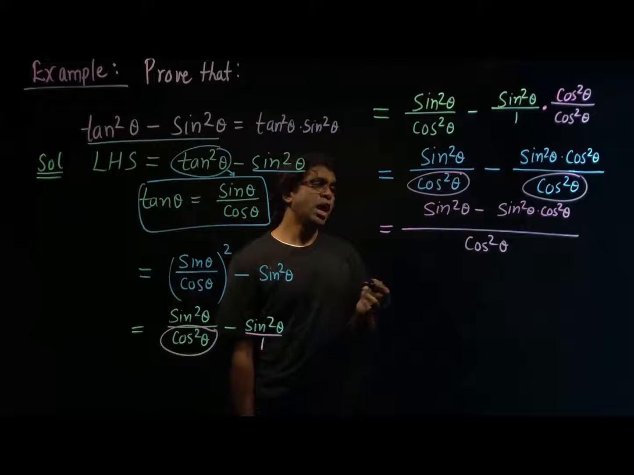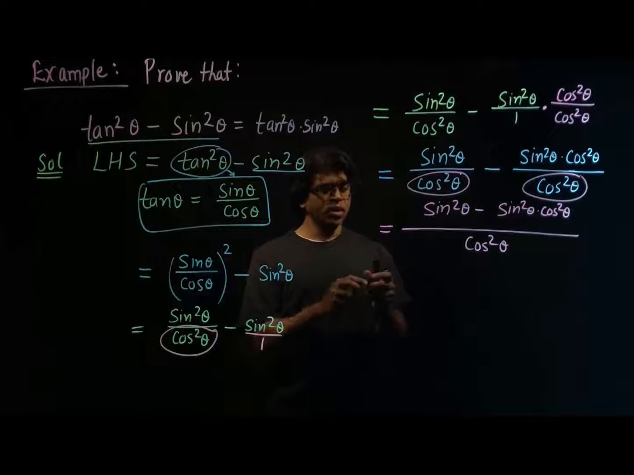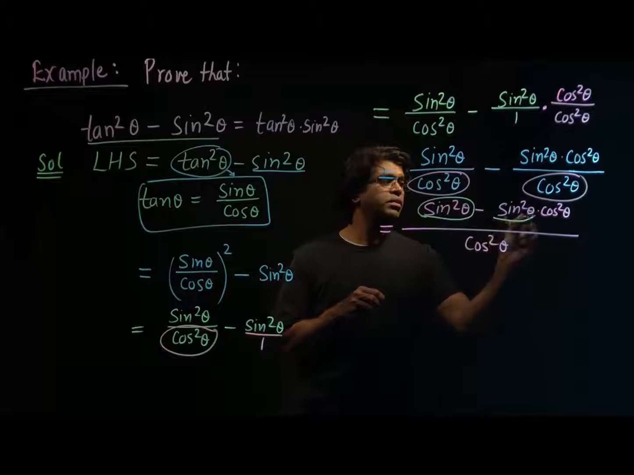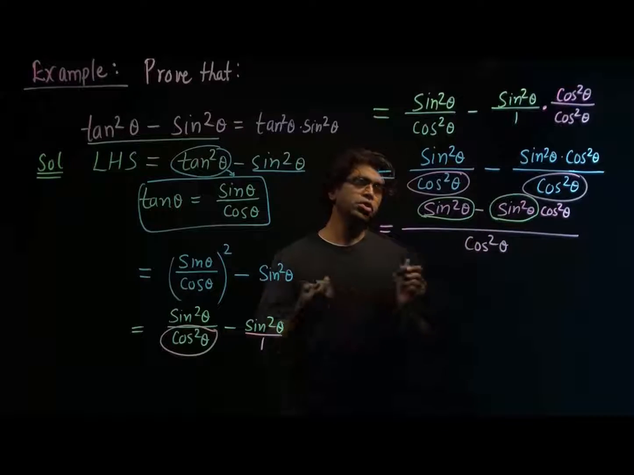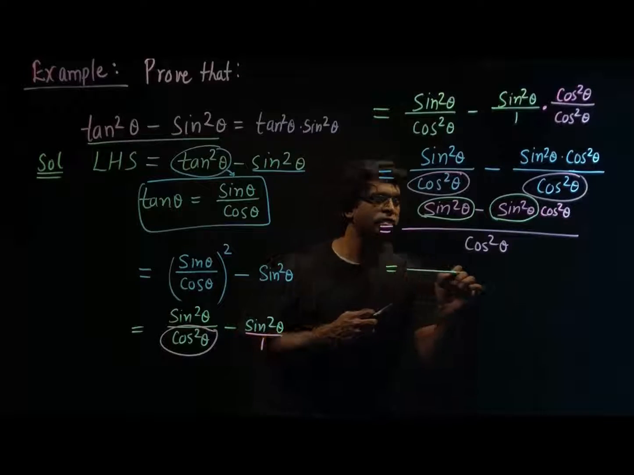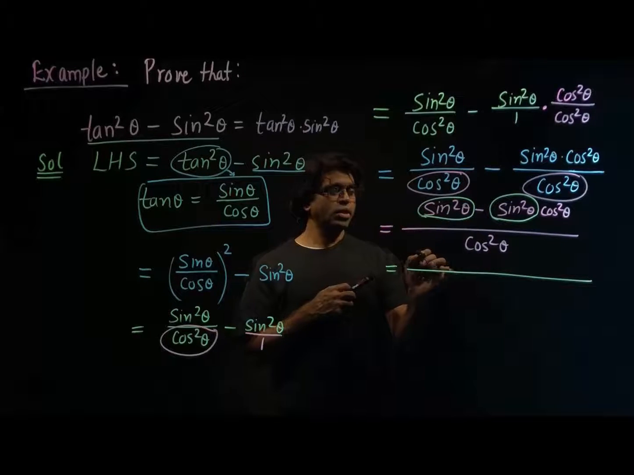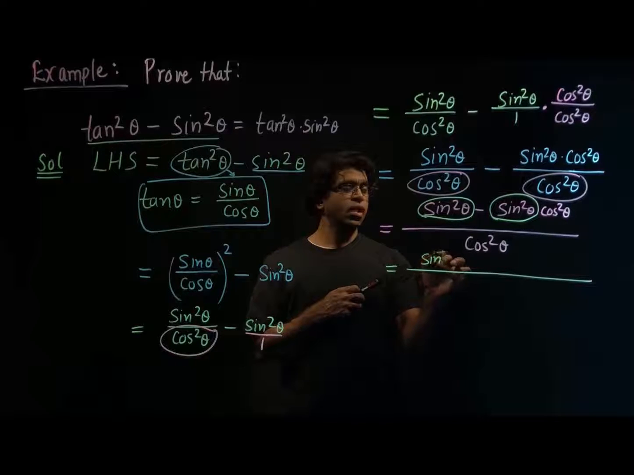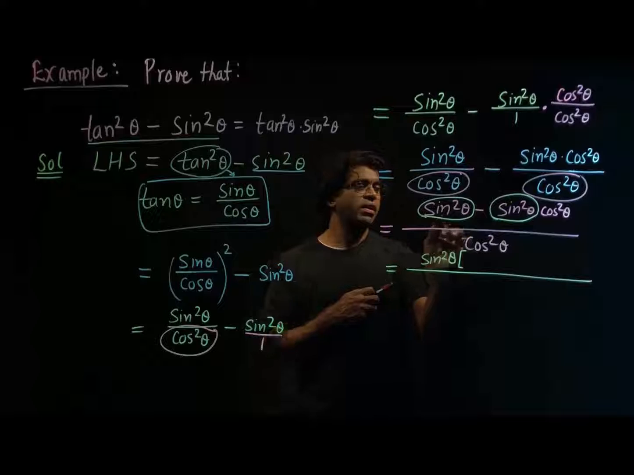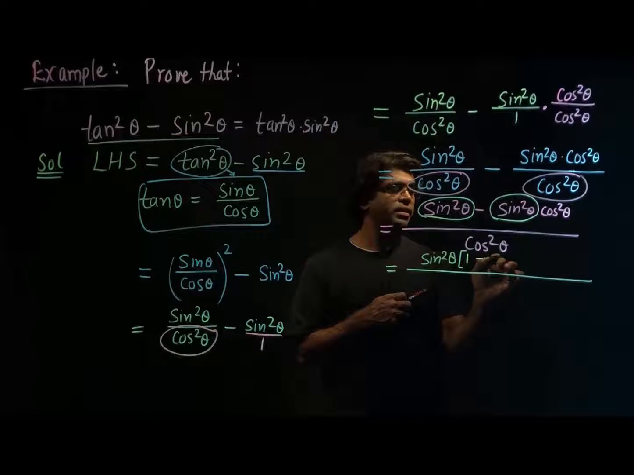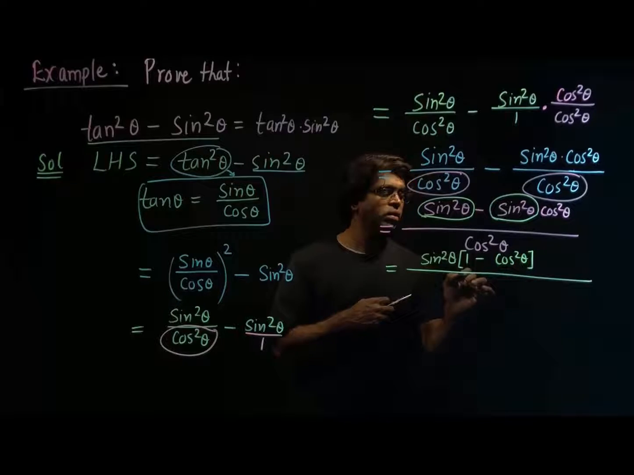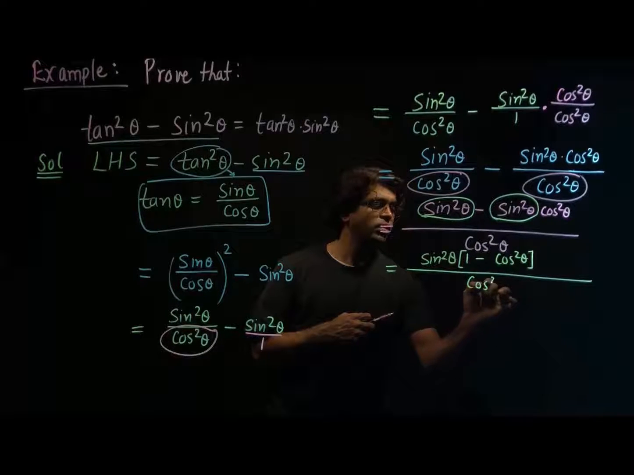Now, as you can see, sine squared theta is common to both terms. So I can easily take that term out, and I can write sine squared theta outside. Taking that as a common factor, inside the bracket I am left with 1 minus cosine squared theta, over cosine squared theta.